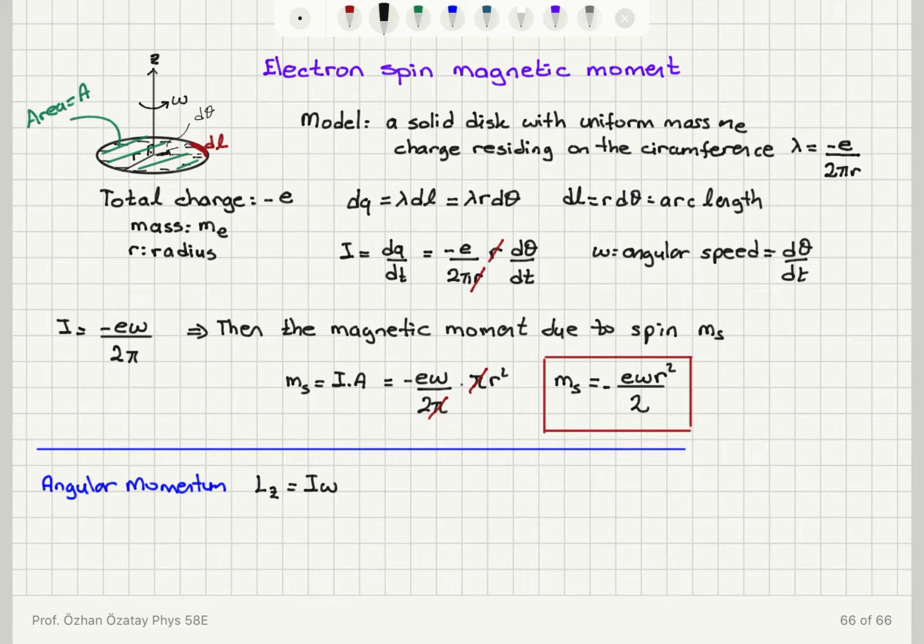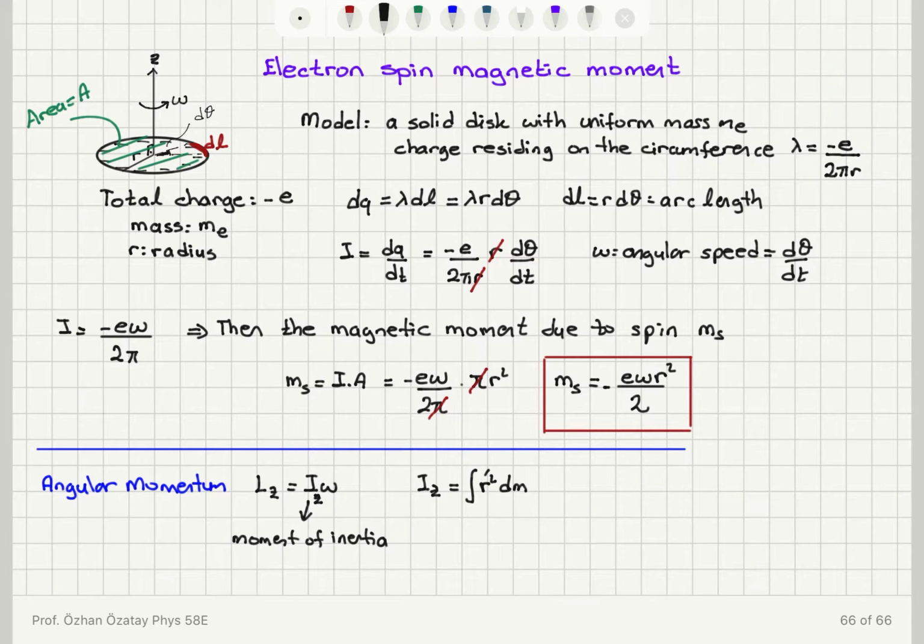So for a solid object we have moment of inertia I times omega. So this I is not the current, this is a moment of inertia. So let me call this Iz because it's the moment of inertia about the z-axis, in order to make sure that I don't confuse it with the current. And Iz, the moment of inertia of a disk, I can easily calculate. It's the integral of r prime squared dm.